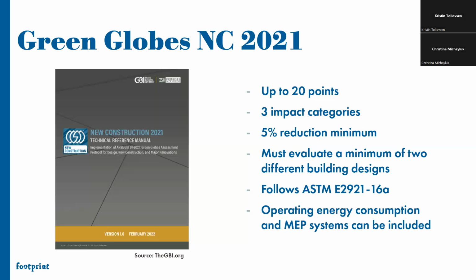Another thing to note is that NC 2021 asks that you take a look at at least 2 different building designs when conducting this assessment. So really, you're going to be taking a look at 2 alternatives, and then making the choice of which one has the most impact of a reduction, and hopefully it gets you as many points as possible as well.